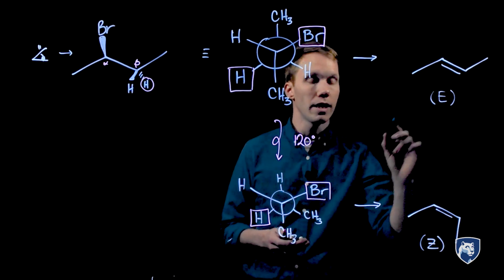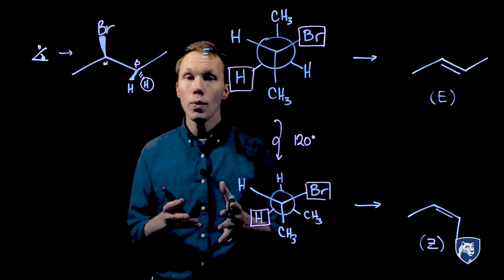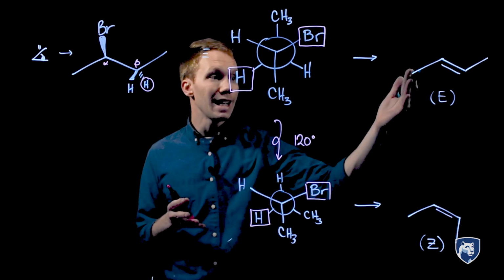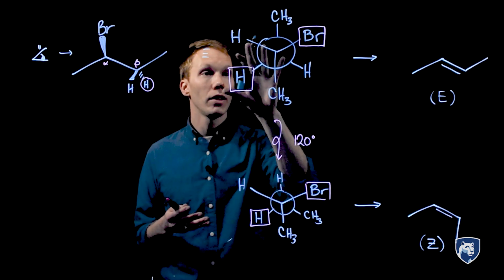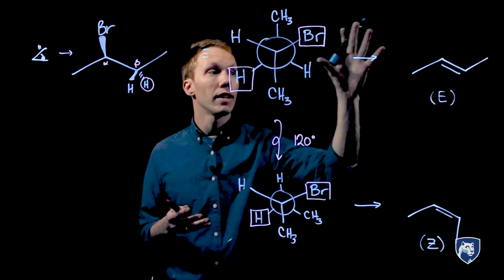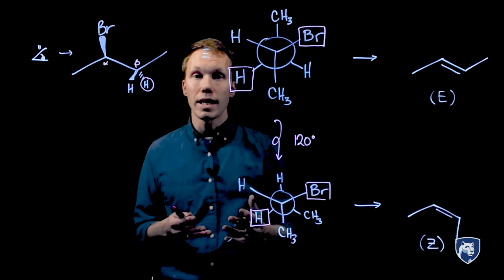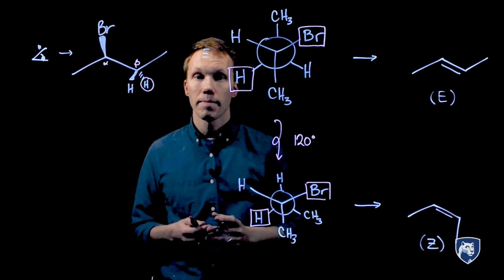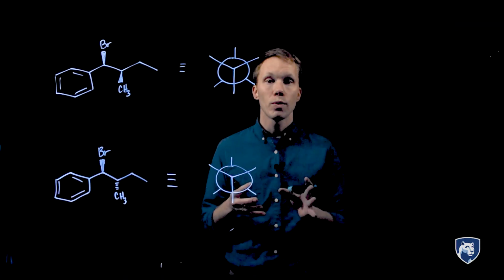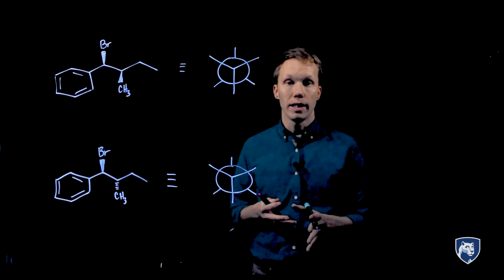compared to the E-alkene. So when there are two beta hydrogens, both the E and the Z-alkene are possible. However, because of the lower energy conformation here and the stability of the E-alkene, the E-isomer is the major product. Now let's look at a couple examples where there is just one beta hydrogen.